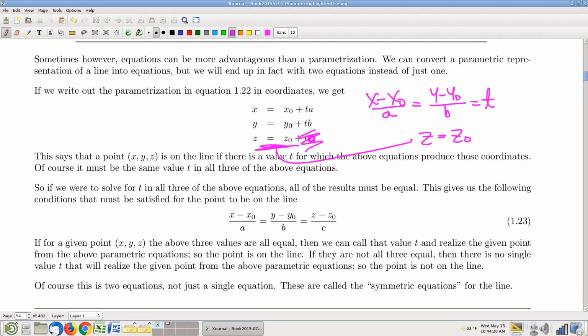Like, so one point with three coordinates, and they equal a certain value t. And then you had a different one, and that equals a different t value. Are those two different lines? No, they're on the same line.